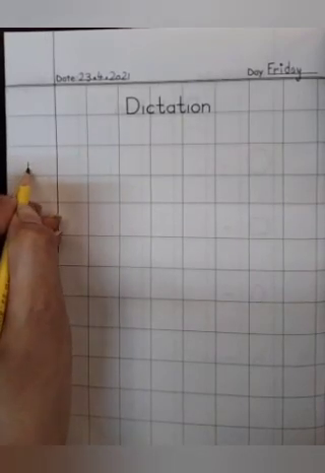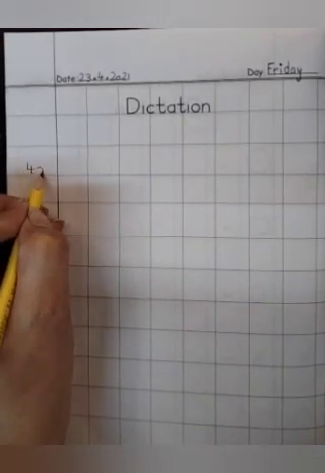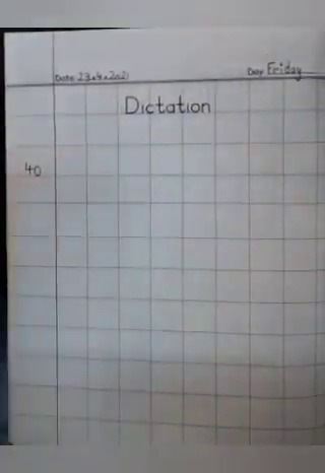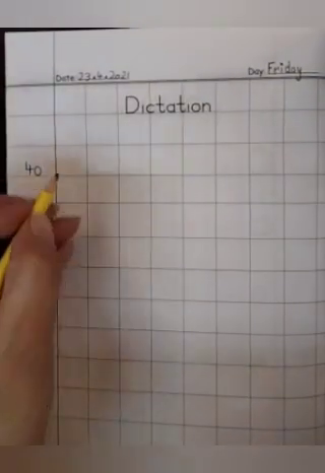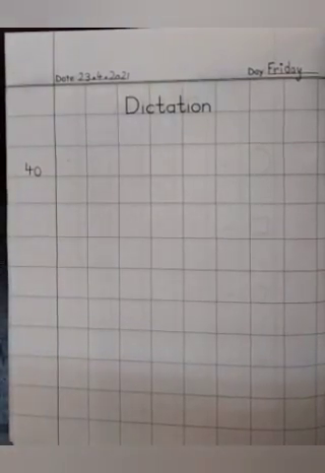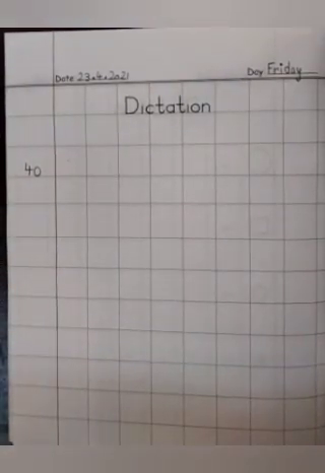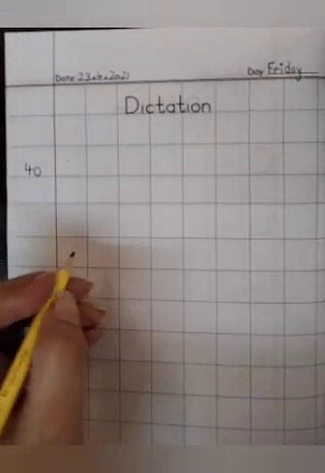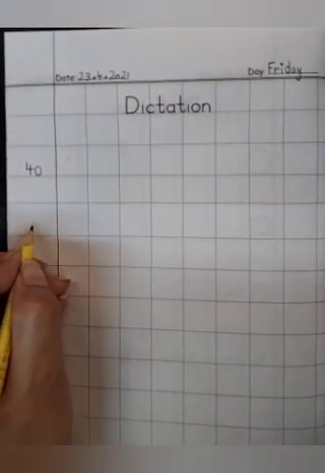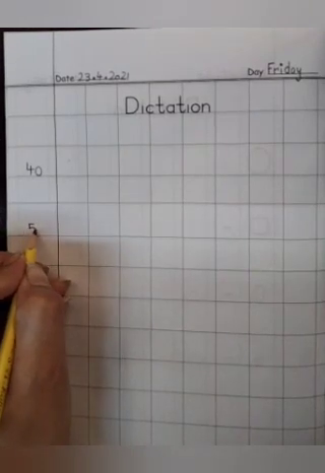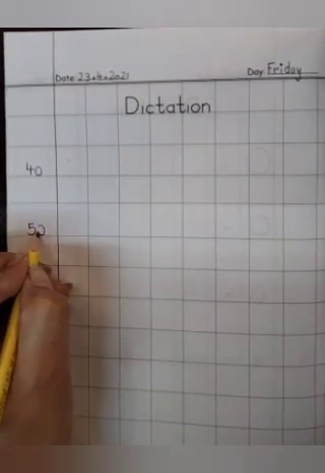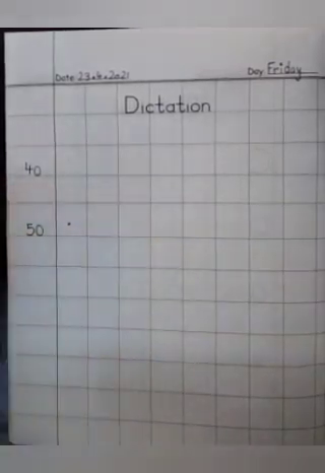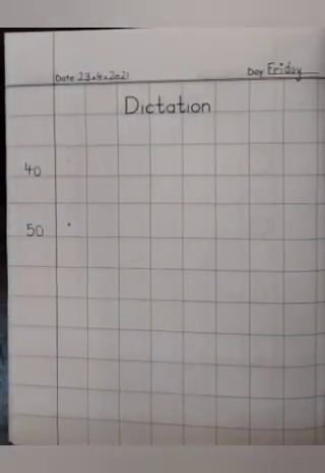So here write down 40 and here write down the spelling of 40. Have you written? Very good. Now let's move to next, and your next word is 50. So here you will write down 50 and here you will write down the spelling of 50.